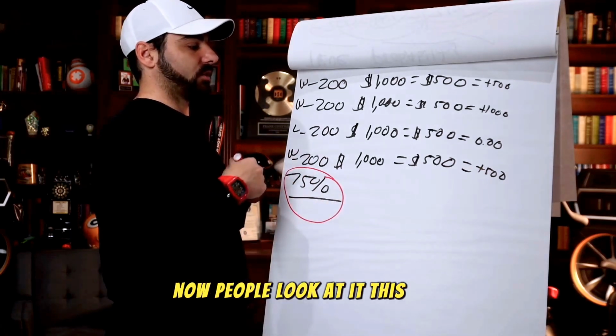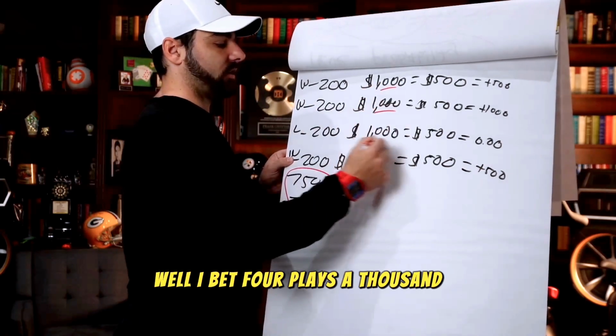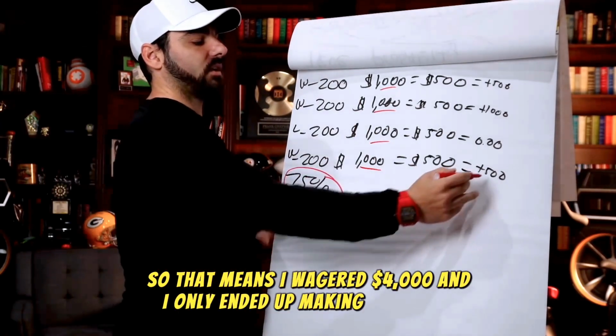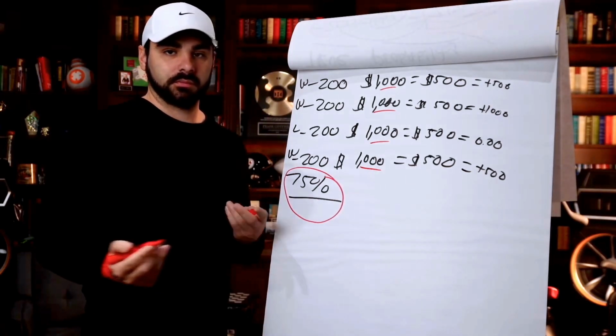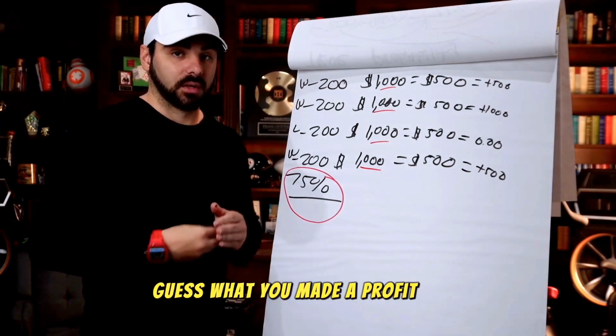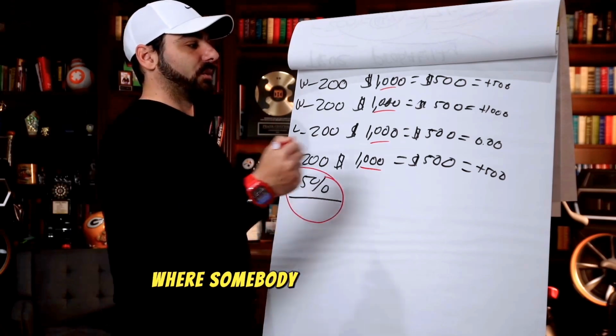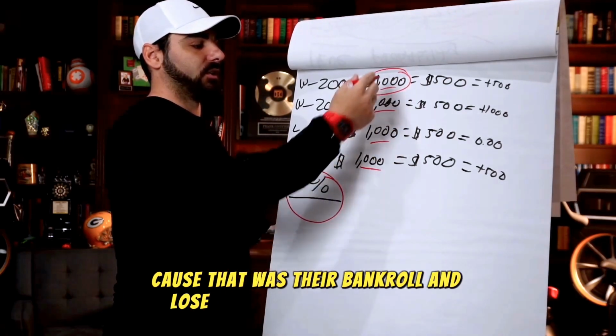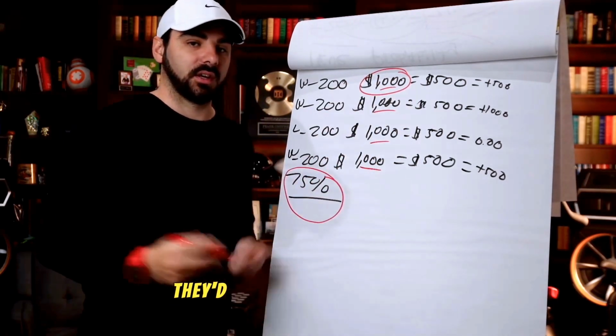Now people will look at it this way. Well, I bet 4 plays at $1,000 a piece. So that means I wagered $4,000 and I only ended up making $500. Guess what? You made a profit. Where somebody else would go put $1,000 on one game because that was their bankroll and lose, and they'd be down $1,000. They'd have no money.